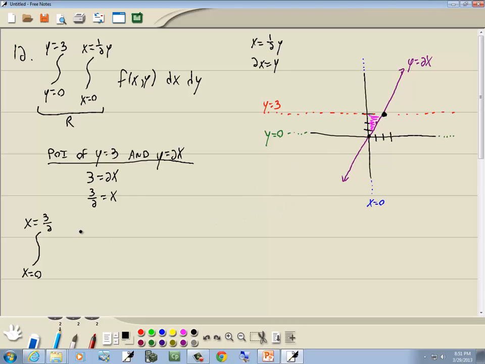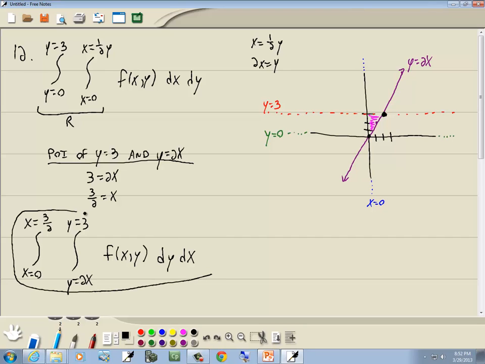Okay, so now we need our y values. So we want y is equal to something, and up here we want y is equal to something. Now our function just remains as is. As weird as that seems, it doesn't actually change. And then this becomes dy dx. Well, let's look at our y values. This is the smaller y value because it's below this one. So this is going to go from y is equal to 2x. And then our larger one is this one right here, which is y is equal to 3. And this is our new problem, changing the order of integration.